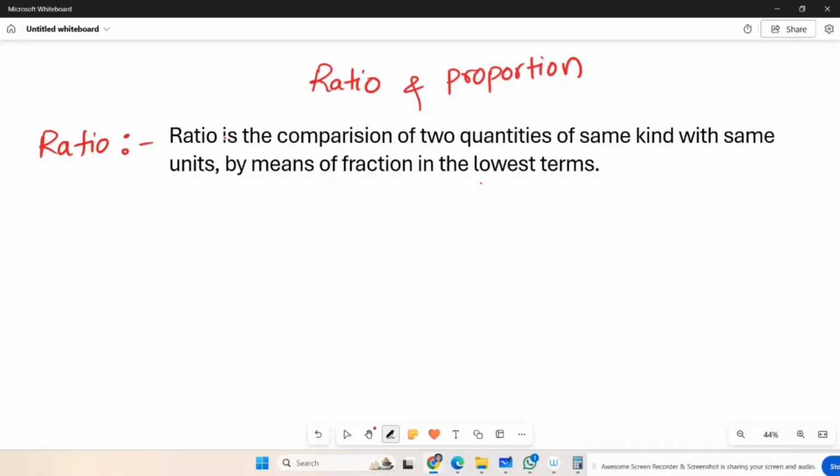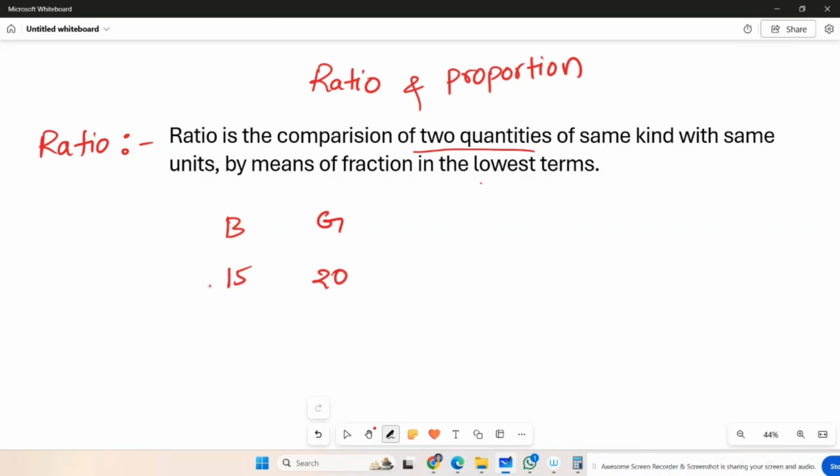So first we will learn about ratio and then we will come back to the proportion. Ratio means comparison of two quantities of same kind and same units. What does it mean? Suppose let's compare, in a class there are 15 boys and 20 girls.